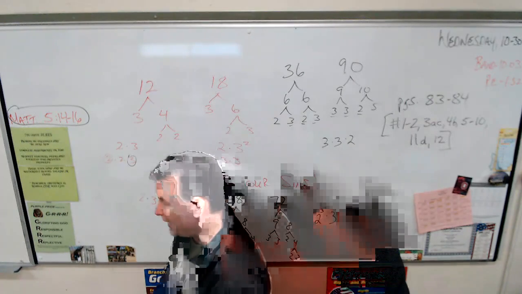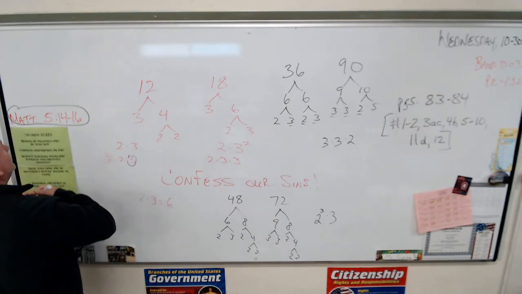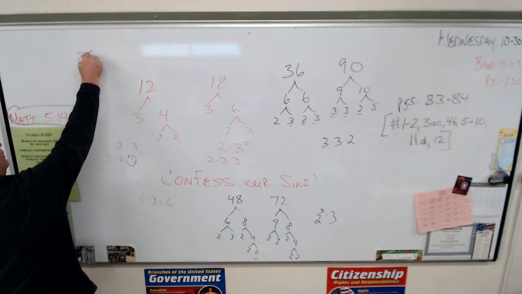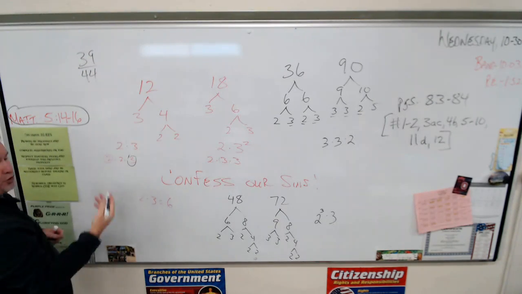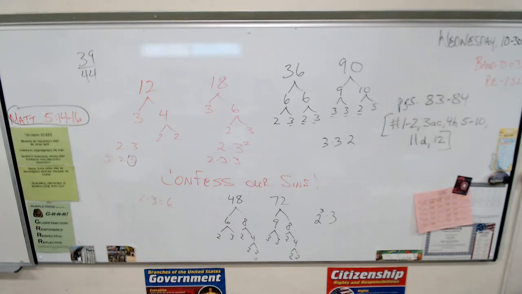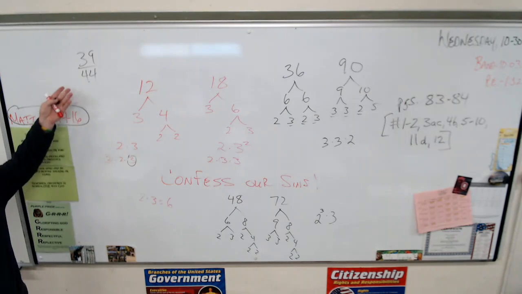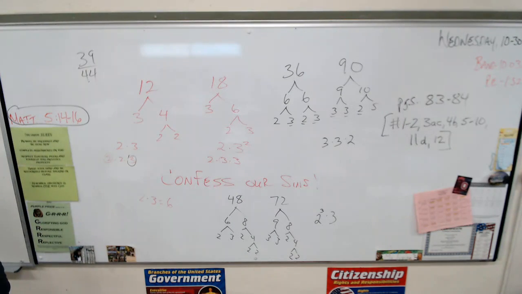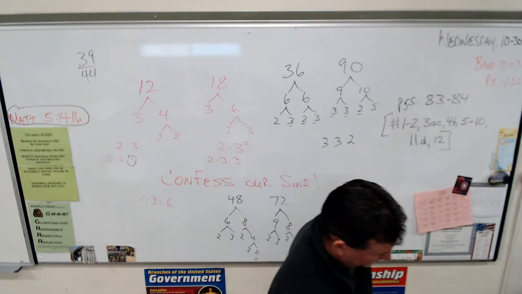So if you had the fraction 39 over 44, could you reduce it? No. There's nothing you can divide both of those by. There's no GCF to make it smaller, so that would be already reduced. Amen? Amen. And number 8.